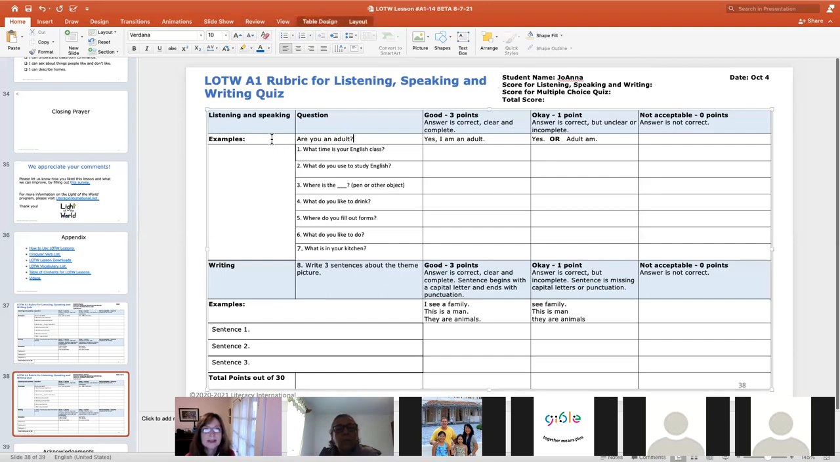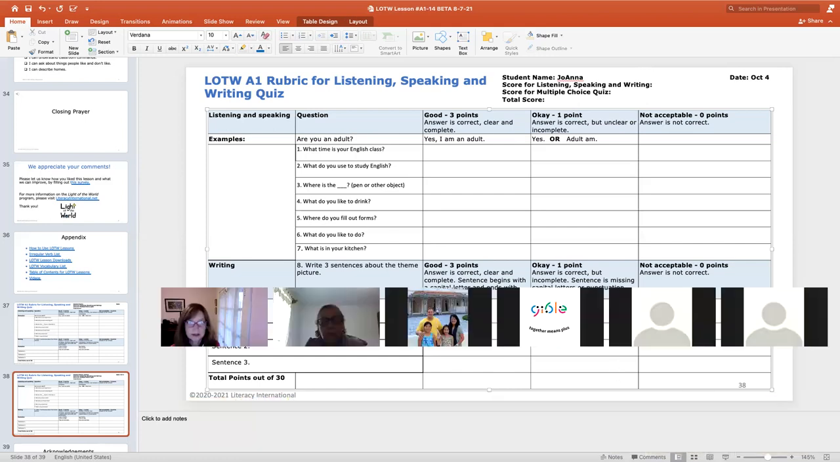And then they show you examples here of how to score with this rubric. So an example is, if the question were, are you an adult? A good answer would be, yes, I am an adult. If they answered that, and it's true, and it's correct, they are in fact an adult, they would get 3 points for that.